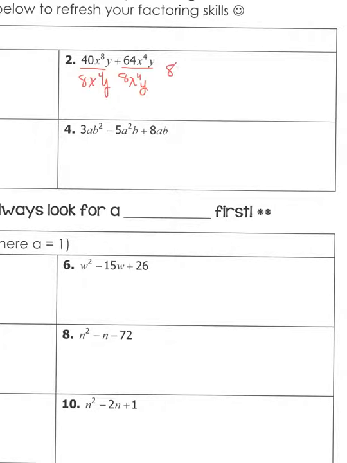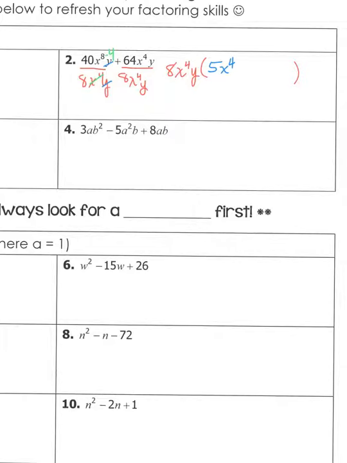So out in front of your parentheses goes your greatest common factor, and then you're going to perform the division. 40 divided by 8 is 5. And then for the x's, when you divide like bases, you subtract the exponents. So I am going to cancel all of these with 4 up top, so I end up with x to the 4th. And then the y's cancel 1 for 1. So that's it for the first term.